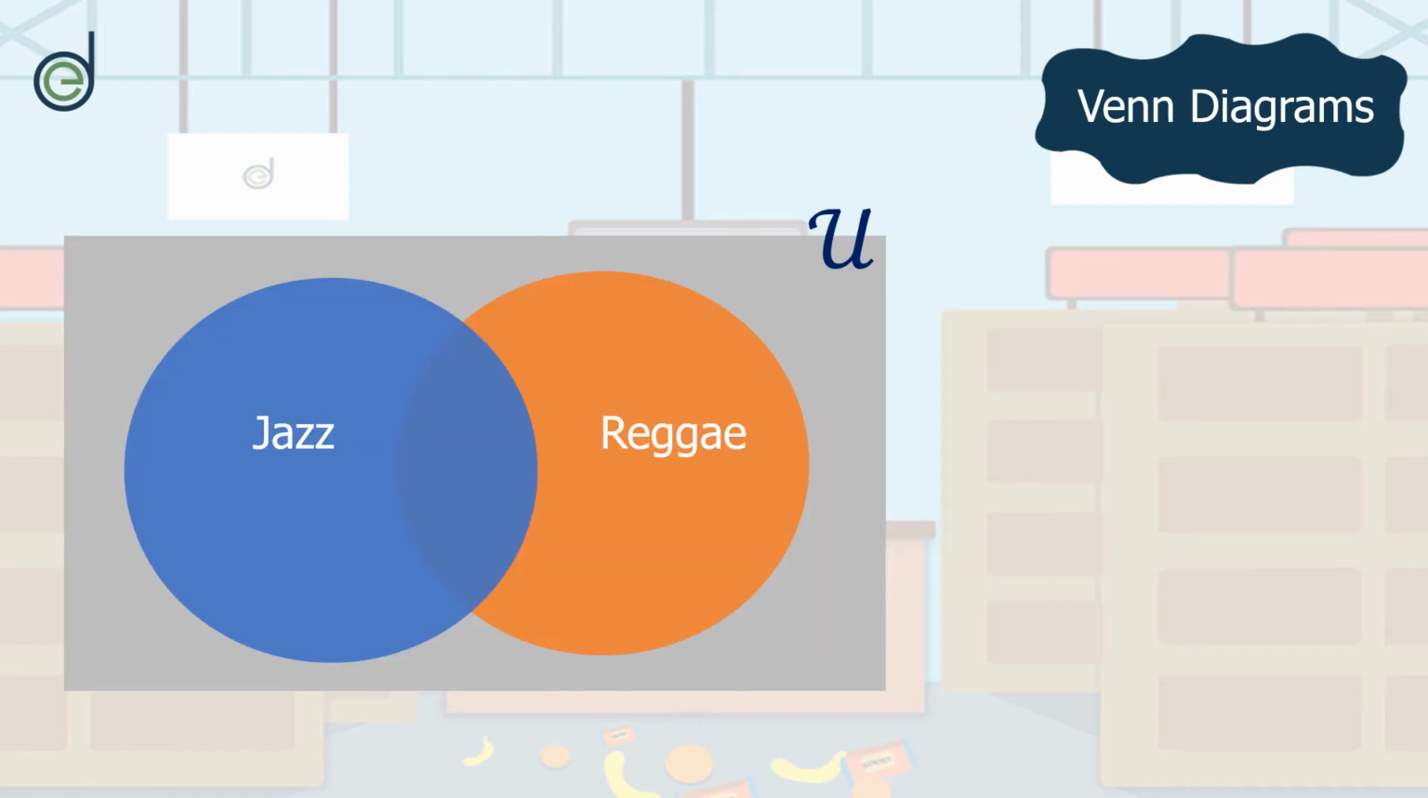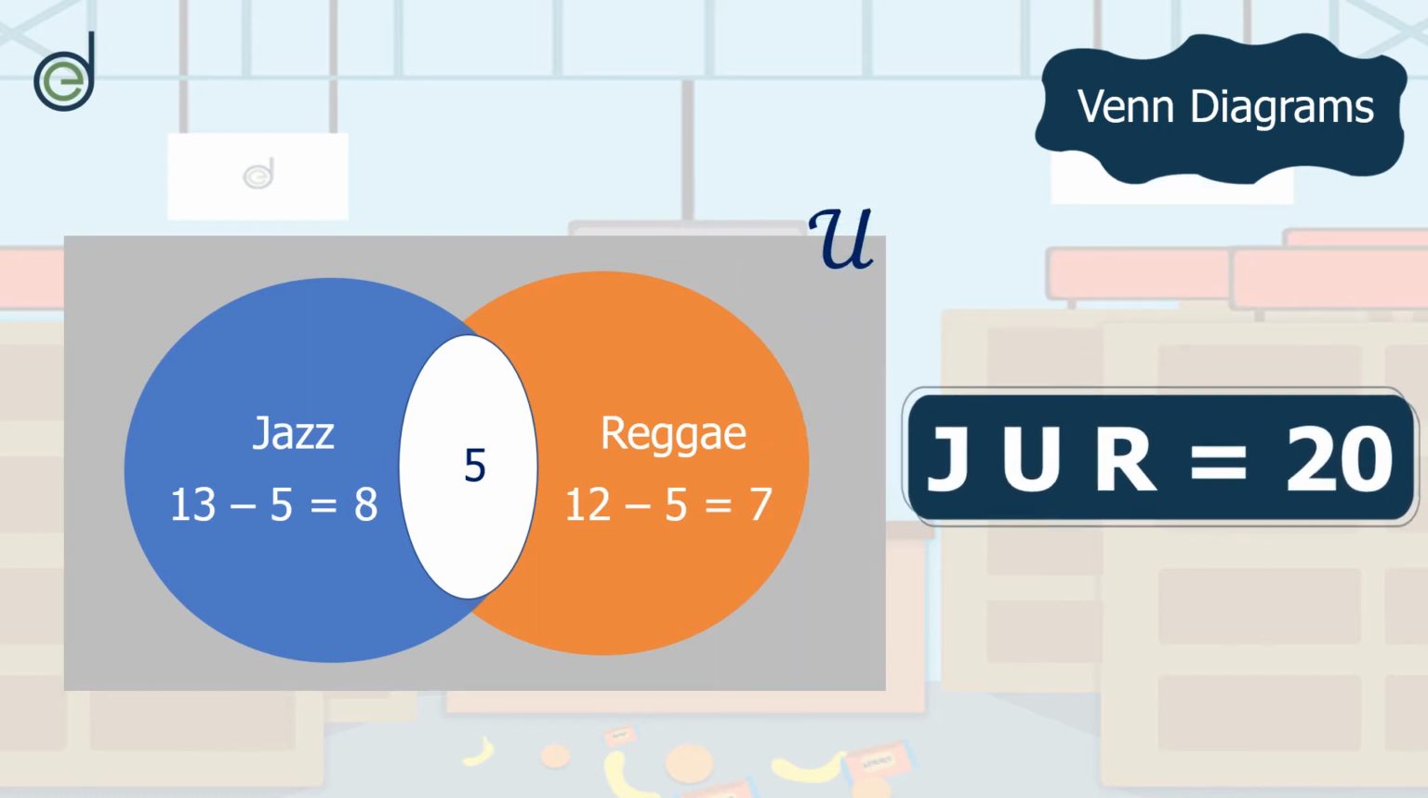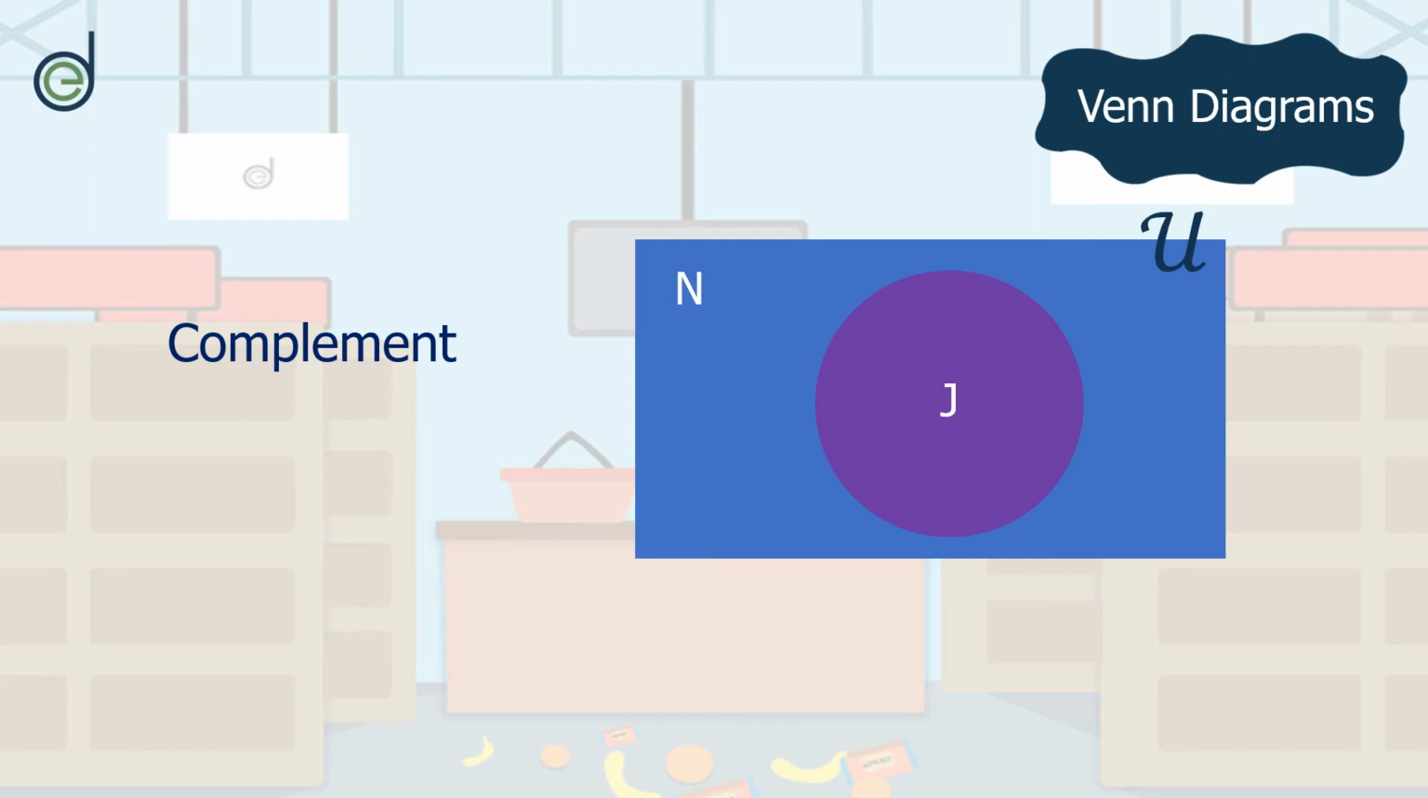We already know 5 students like both jazz and reggae. Since 13 students like jazz, the number of students that like jazz only will be 13 minus 5, which is 8. The number of students that like reggae is 12. To get the number of students that like reggae only, we minus 5 from 12 and get 7. The total number of students that like at least one type of music would then be 8 plus 7 plus 5, which is 20.